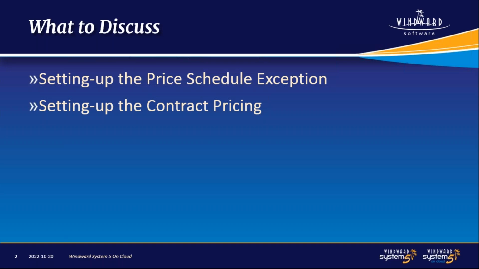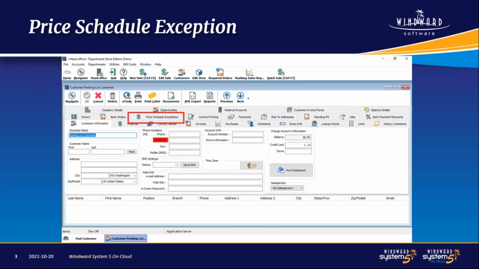So to begin with, price exceptions are a fact of life in many businesses. You may have a select number or a target customer that you want to give special discounts or prices for a specific range of your products. System 5 allows you to do this using the price schedule exception and contract pricing. Let us begin by using the price schedule exception.